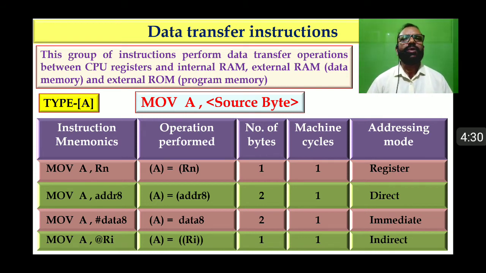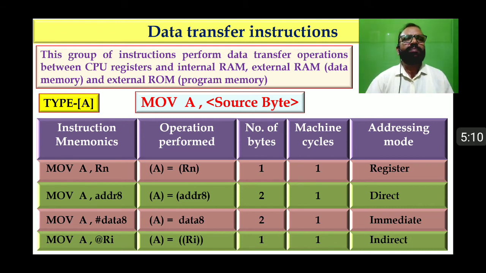The last instruction is MOV A, @Ri. This @ sign is required for a pointer. When you are using the register R0 or R1 as a pointer, we have to use the sign @. I stands for 0 or 1 only, not 2 to 7, remember. Its meaning is that the content of the internal RAM memory location whose address is in Ri is copied into the accumulator.